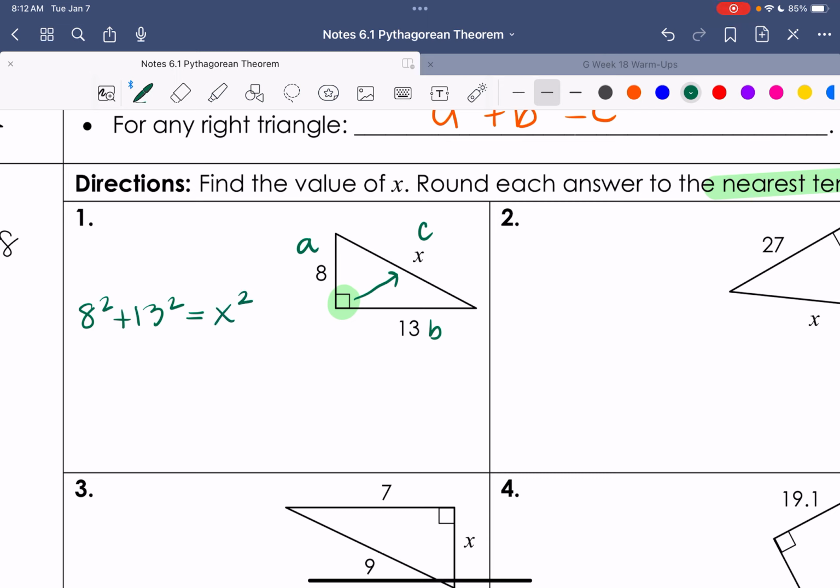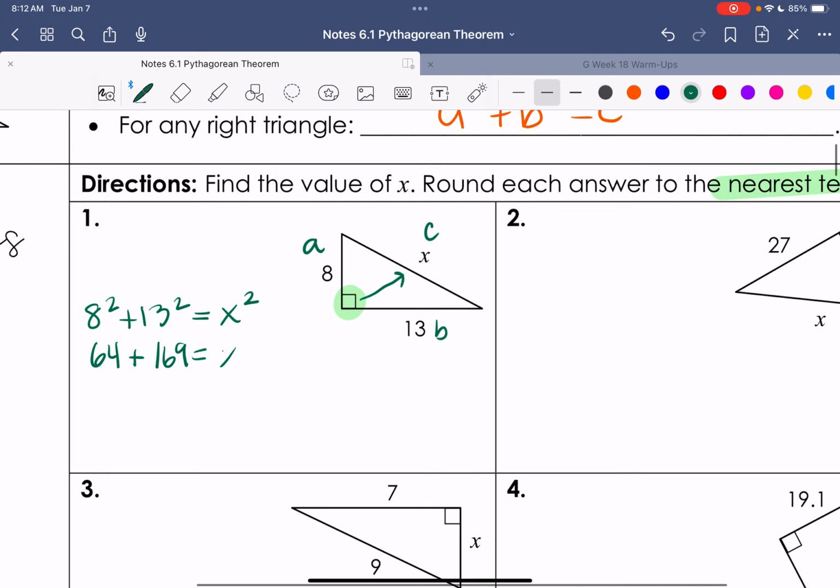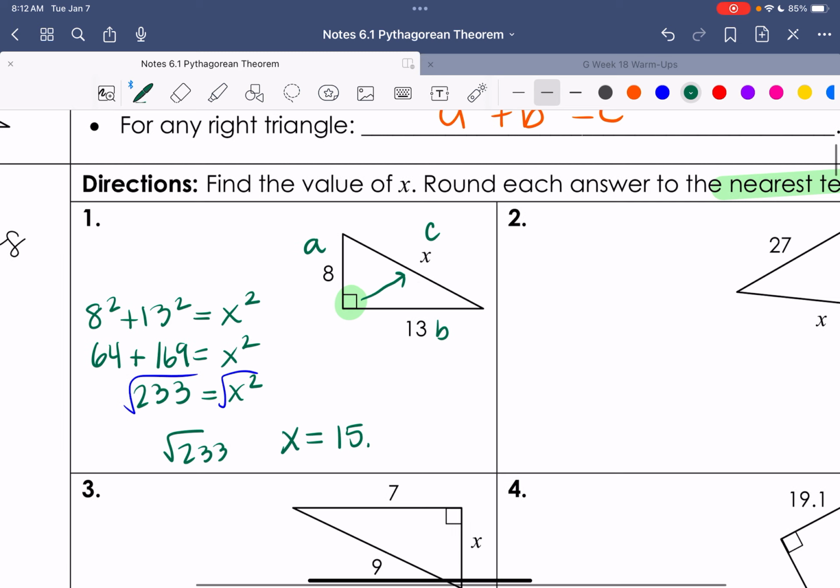Okay, well, I know that 8 squared is 64 and 13 squared is 169. Okay, and then when I add those together, I get 233. Okay, but I want just regular x, not x squared, so we're going to square root. So square root of 233, when you type it into the calculator, it's just going to stay like that. But that's like an exact answer. They wanted us to round to the nearest tenth. So if you press Control Enter, you should get 15.3.